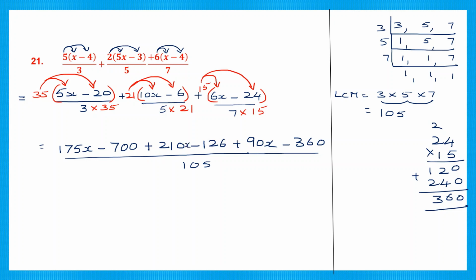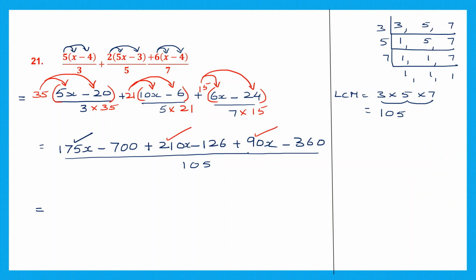360. Okay, now we need to look at all the x terms that we have. So let's look at the x terms. 175x we have here. Then we have plus 210x plus 90x. Let's take the numbers.